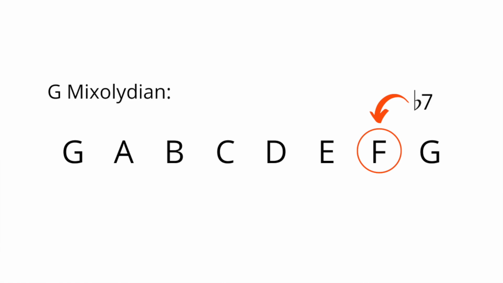We can think of it as a major scale with a flat 7, and that describes the sound. What you're hearing is not a major scale at all. You're hearing the G major scale with a flat 7, which is actually Mixolydian. And you can kind of hear it, right? I hope you can.